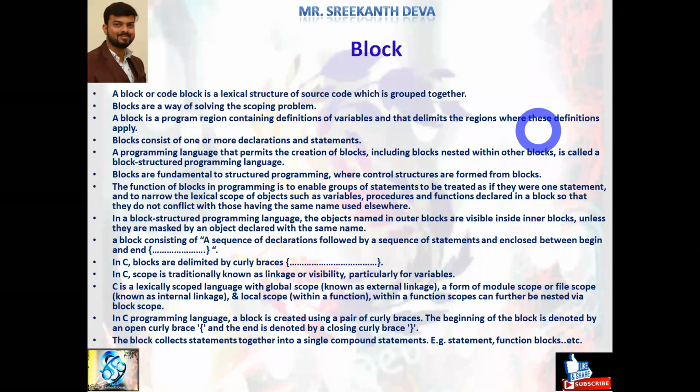What is a block? A block or code block is a lexical structure of source code which is grouped together. Blocks are a way of solving the scoping problem. A block is a program region containing definitions of variables and that delimits the regions where these definitions apply. Blocks consist of one or more declarations and statements.